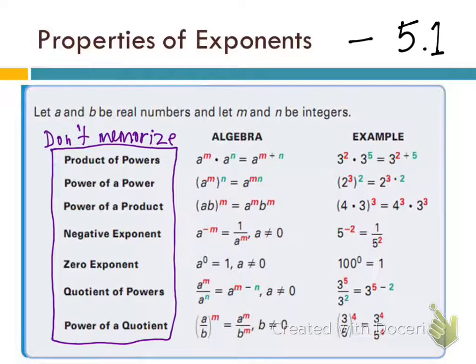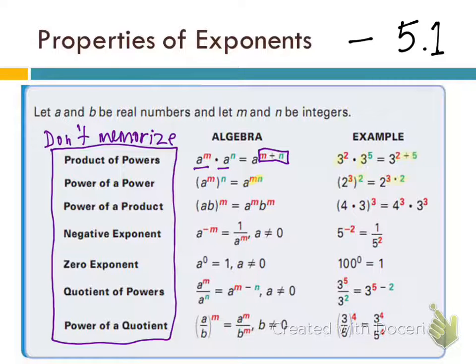So, for the first one, product of powers, essentially what that means is if you have two numbers that are the same, then you can add the exponents together. So if you're multiplying, then you would add the exponents. So 3 squared times 3 to the 5th. Since both of these have the same base, you would add the exponents together. If you're raising a power to a power, that is when you multiply. So 2 cubed squared, you would multiply 3 times 2.